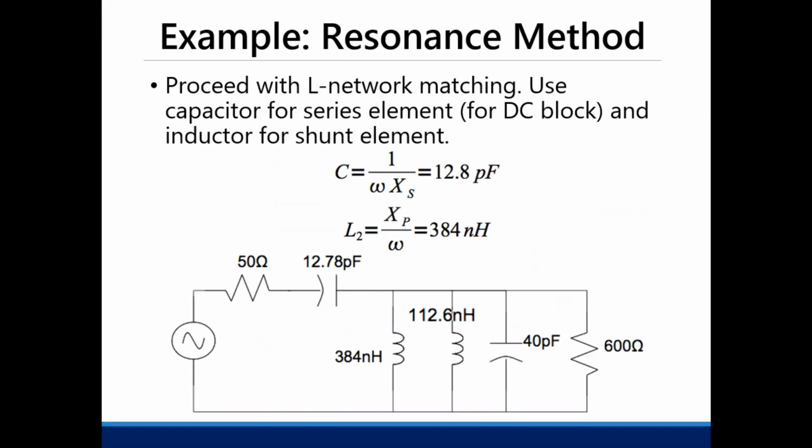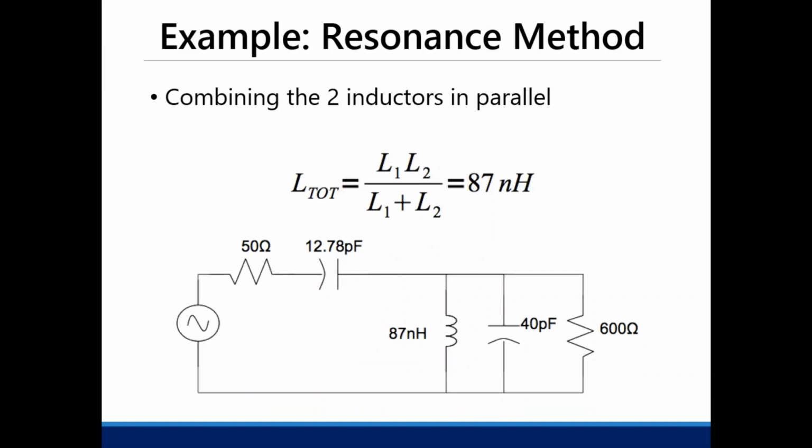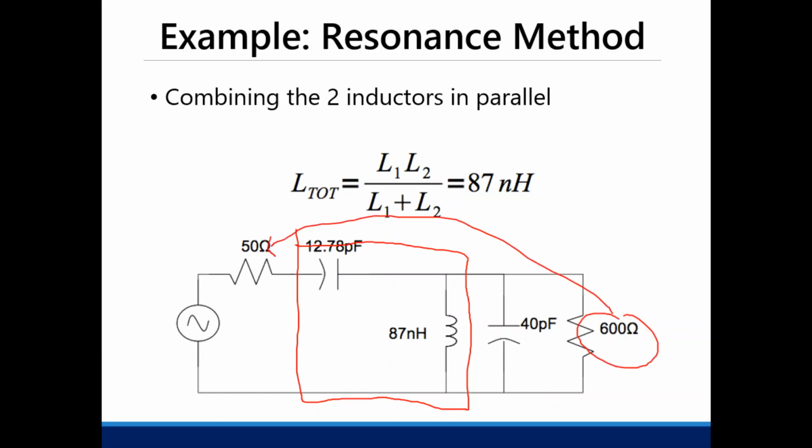Since we're looking at a DC block, your capacitor should be in series. So this will be X sub S, and your inductance is X sub P. Solving for their respective values, your capacitance is equal to this, your inductance is equal to this. And finally, you just combine these two, and now you'll get your matching network that will resonate and match the 600 ohms to your 50 ohms.